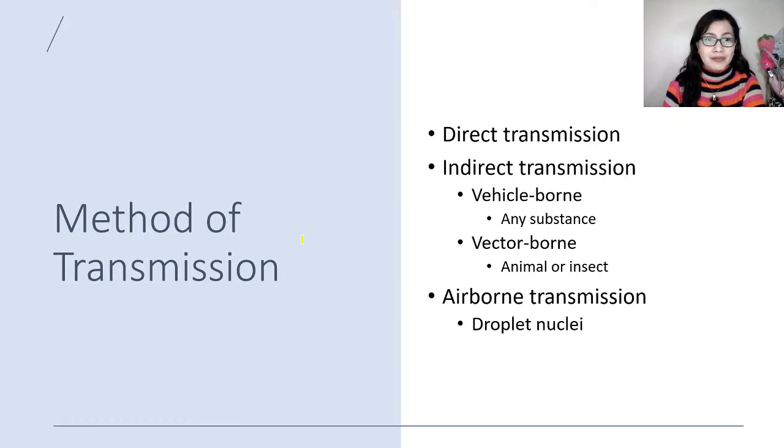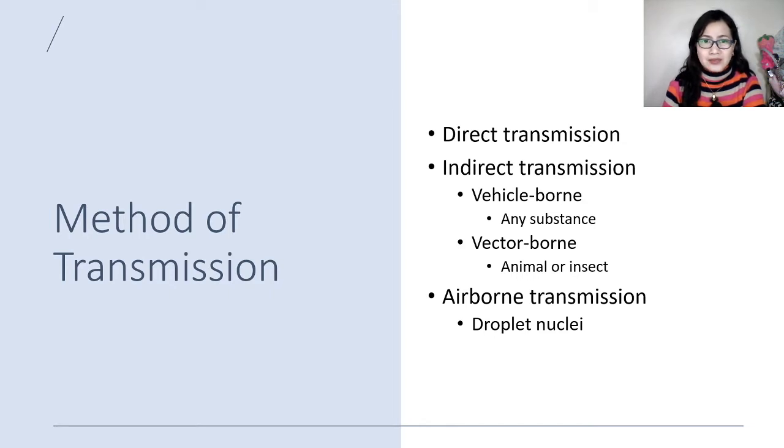Next, we have the method or mode of transmission. So, we have direct, indirect, and airborne. Direct transmission involves immediate and direct transfer of microorganisms from one individual to another. So it is through touching, biting, kissing, or sexual intercourse.